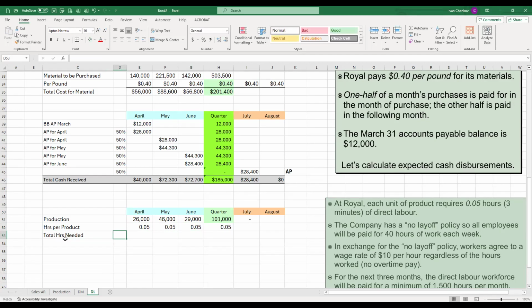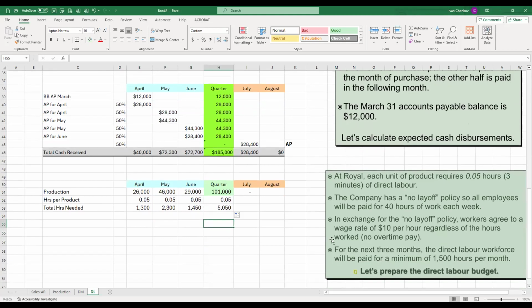Total hours needed for our production, it will be times 0.5 will be 1,300 hours. In April. In May will be 3,000 and 2,300, and in June will be 1,450. In total, the hours that we needed for this production will be 5,050 hours.